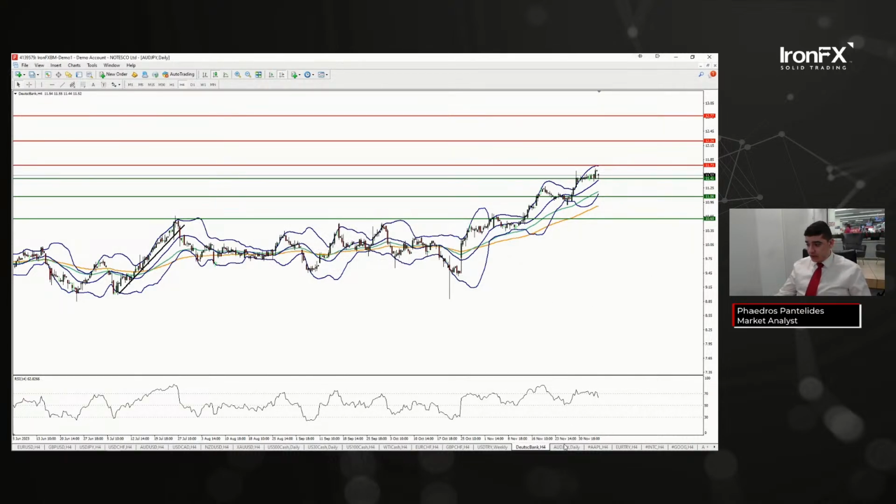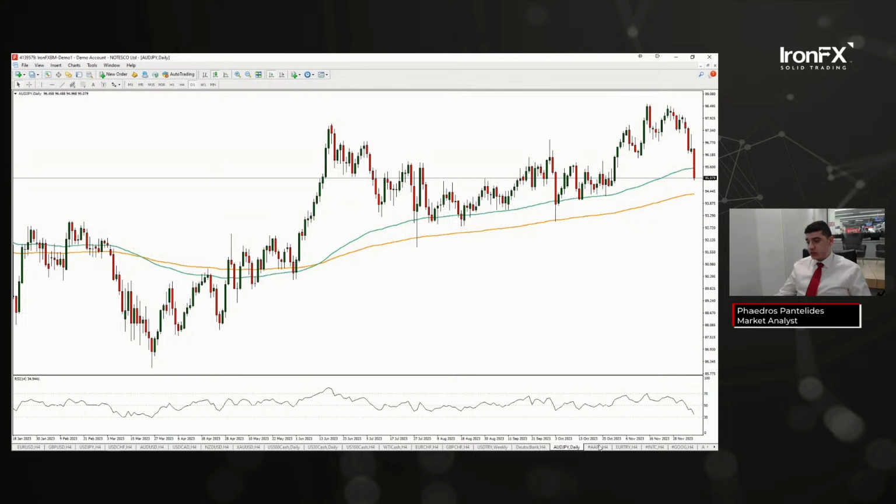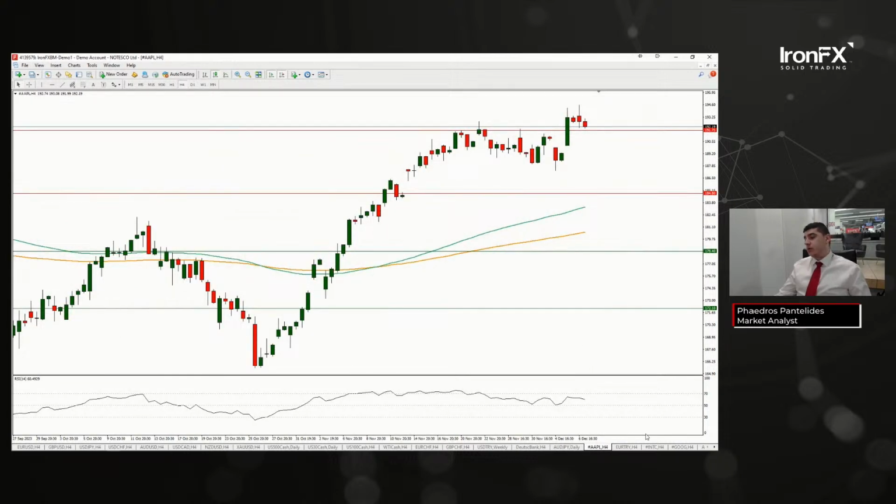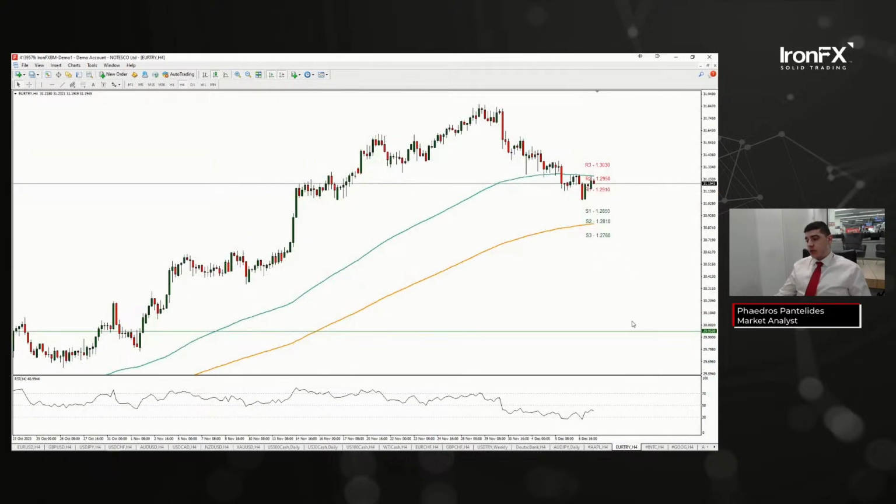Japan's GDP rate is due out in tomorrow's Asian session, so that may be interesting for those of you who may be trading the dollar against the Japanese yen.